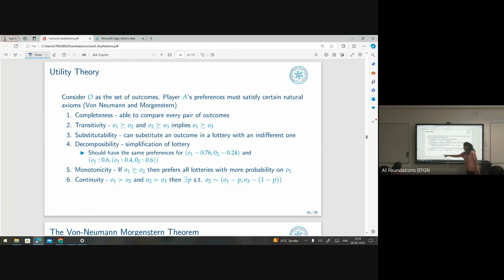So if I prefer O1 over O2 and O2 over O3, then there exists a probability P with which I can represent the lottery of O1 and O3, and that will exactly determine my preference for O2, because I like O2 somewhere in between O1 and O3. So if I combine these two with some probability, there must exist some probability which will give me the utility. So these are the 6 axioms of von Neumann and Morgenstern. If these 6 axioms hold, then you have got some utility.